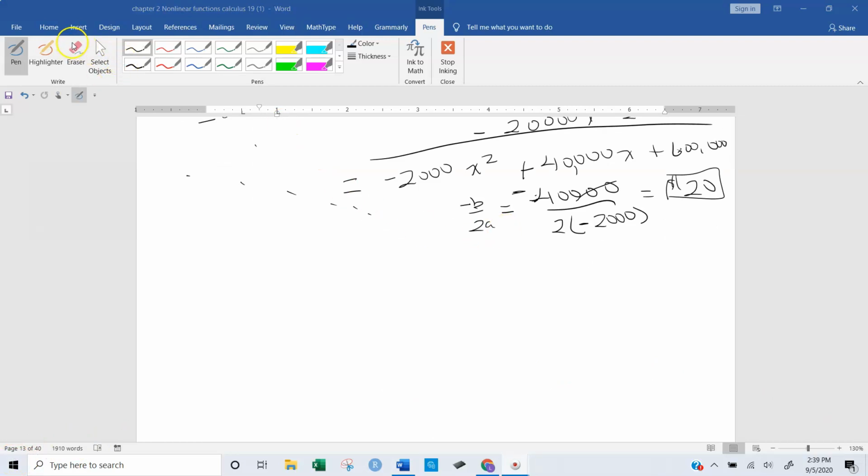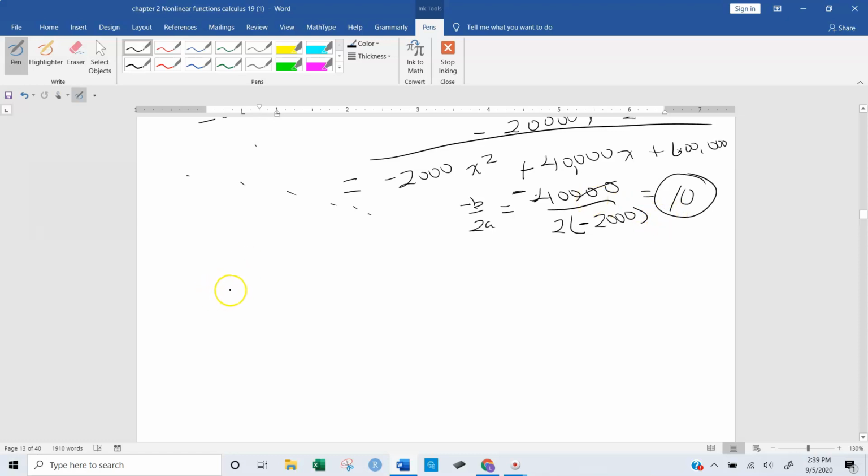Okay, I realized I made a mistake. So not only do you have a long video, I can't multiply. So when you divide this here, you actually get 10, correct? So 10 is where we're at. That's the opposite of b over 2a. That's my x. So to find what I should charge, I need to plug this in.